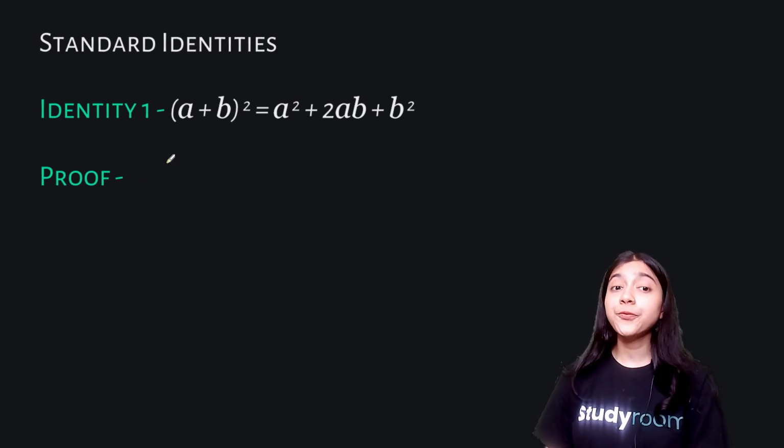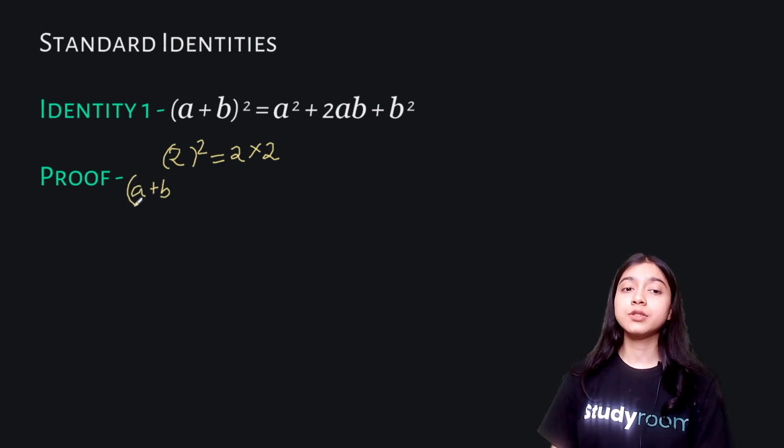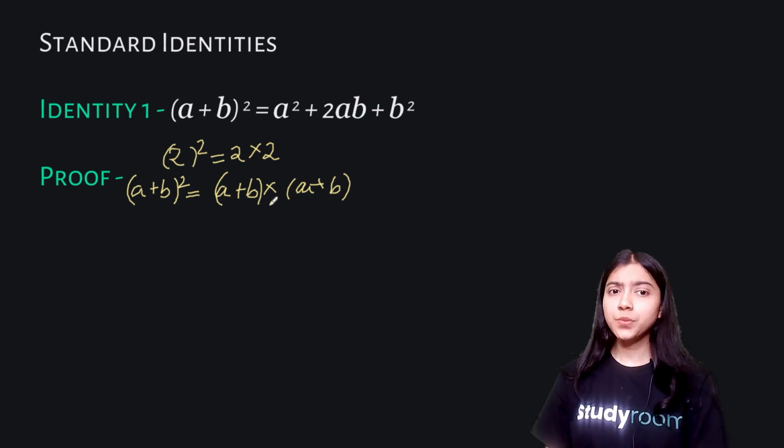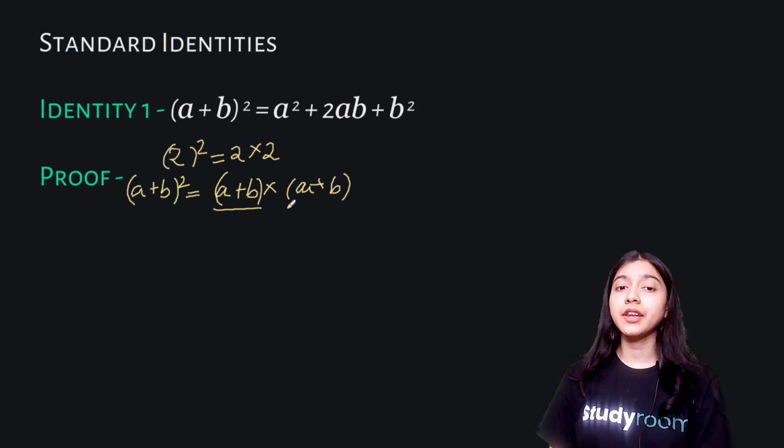So over here, (a plus b) whole square. What if I say 2 whole square? So you will write it as 2 multiplied with 2. In the similar manner, if I have (a plus b) of whole square, it can also be written as (a plus b) multiplied with (a plus b). Now, can you observe? This is a binomial which is multiplied with another binomial. And you all know how to solve it.